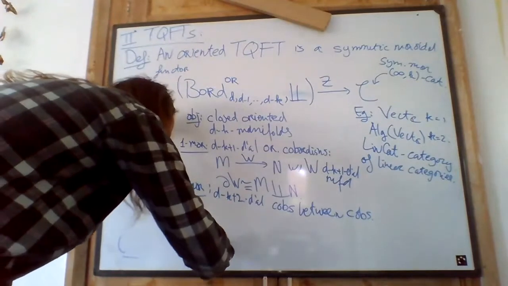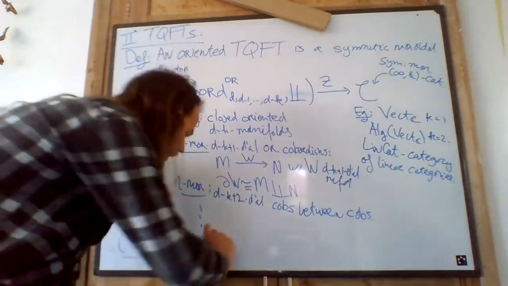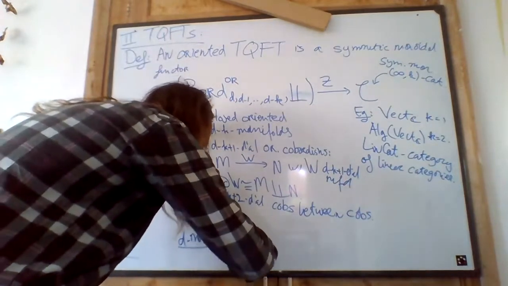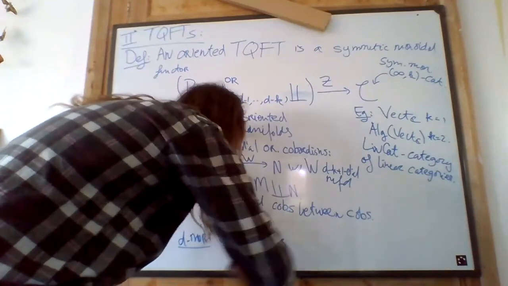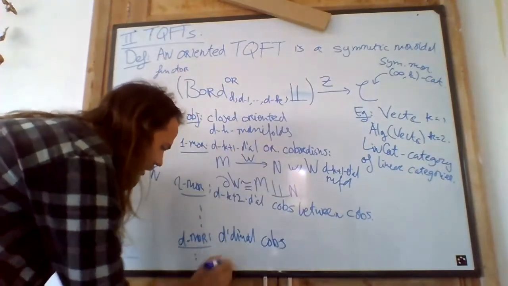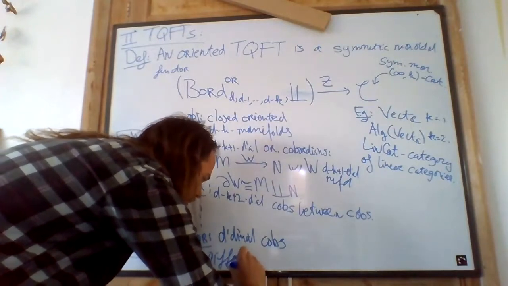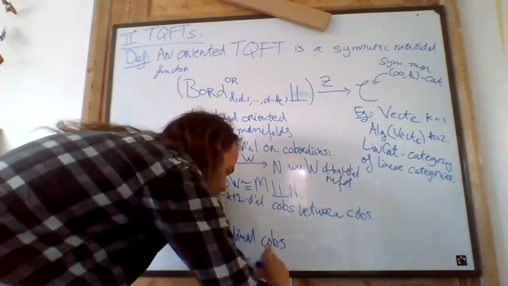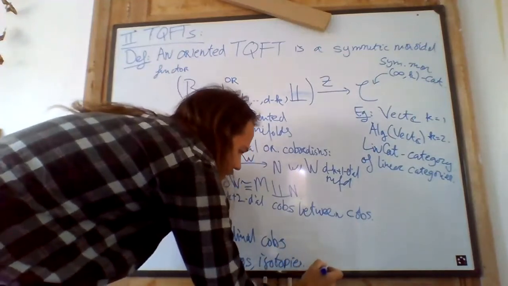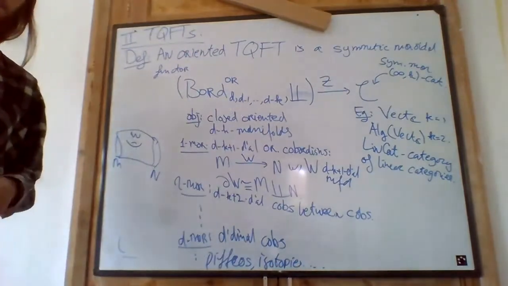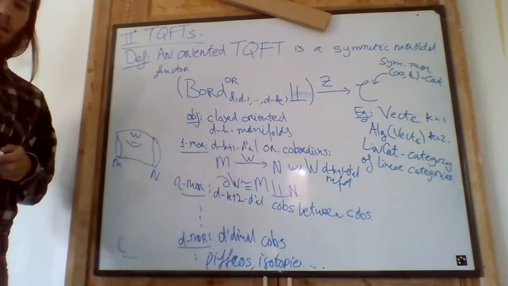At the D morphism level, you have D dimensional cobordisms, and then from there on you have diffeomorphisms and isotopies and so on. Isotopies between isotopies and things like this.